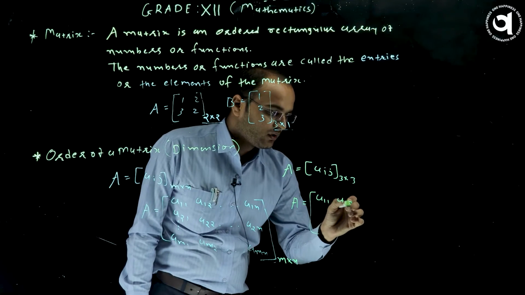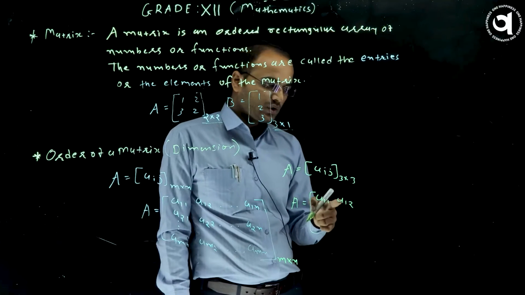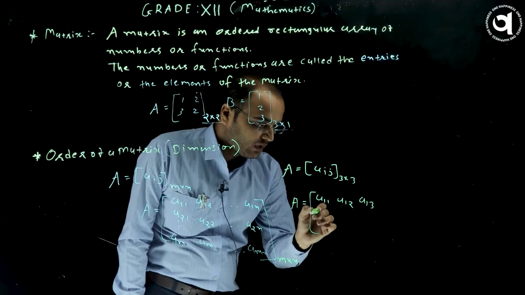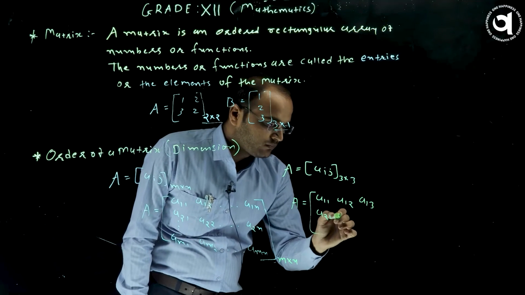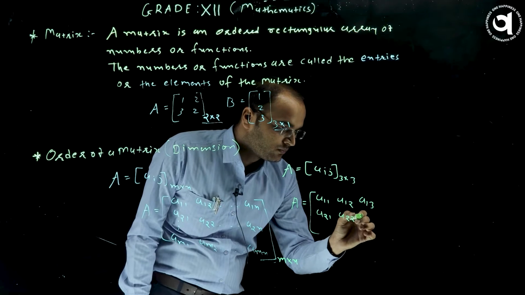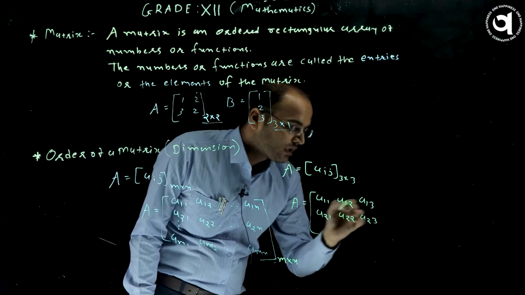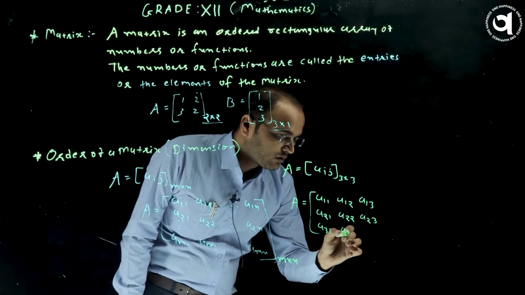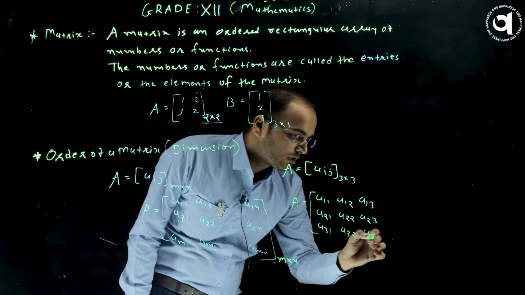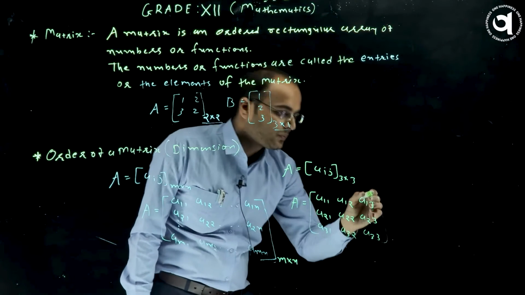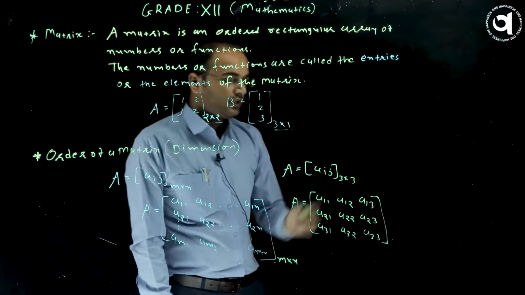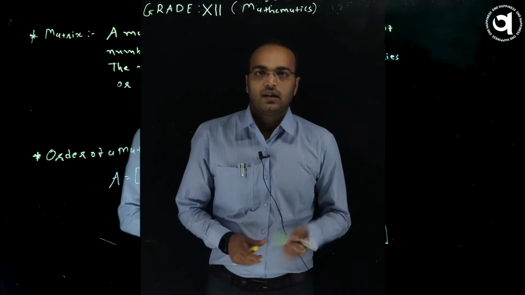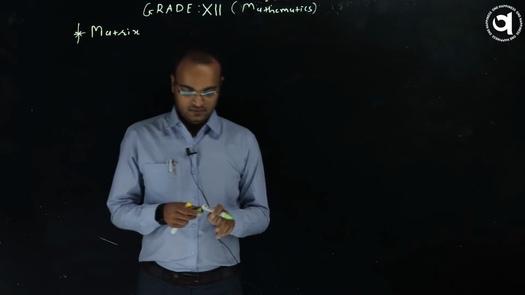A11. Second entry is A12. That is first row and second column. This is A13. Now, second row and first column, second row and second column, second row and third column. Now, third row and first column, third row, second column, third row, third column. Okay. Now, these are the representation of 3 cross 3 matrix. Is it clear? Now, take one example for matrix.